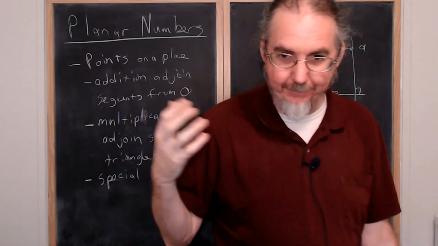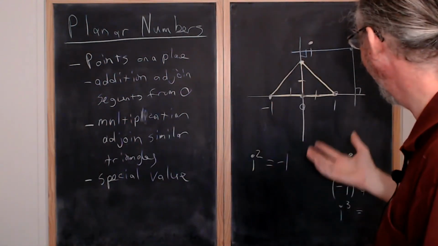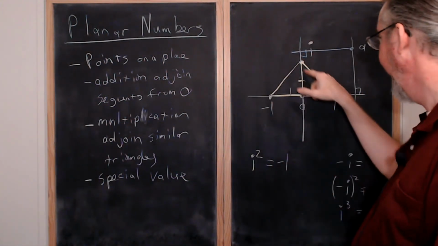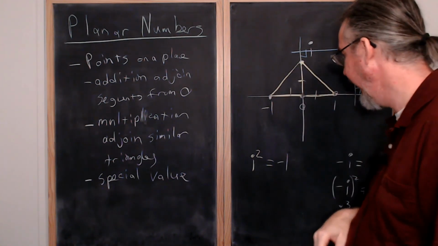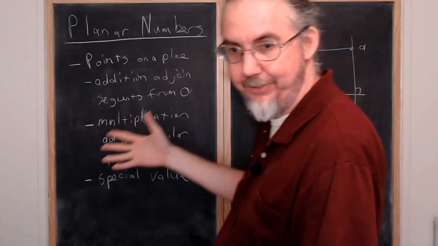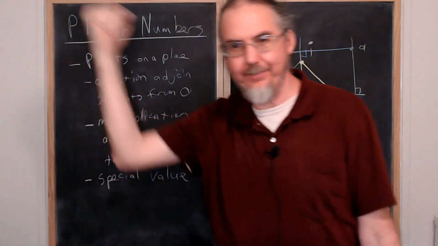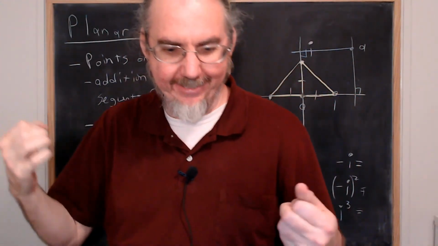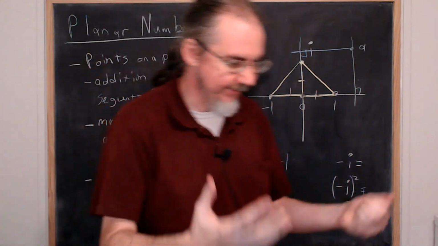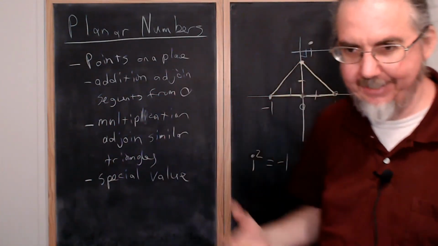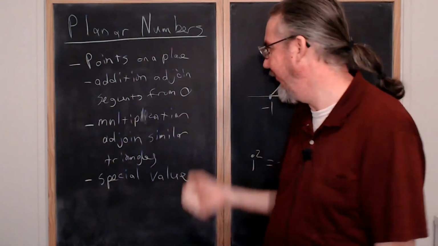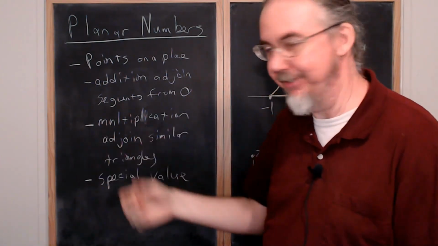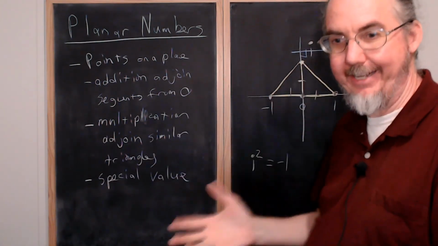But by defining it as planar numbers, then we just have this point that squares to -1 by our definition of multiplication, and then we don't have to pull I out of the air. It's much more satisfying to me that we didn't create the I out of the air, but we actually found this point that had this property.